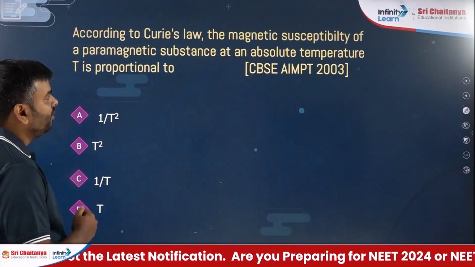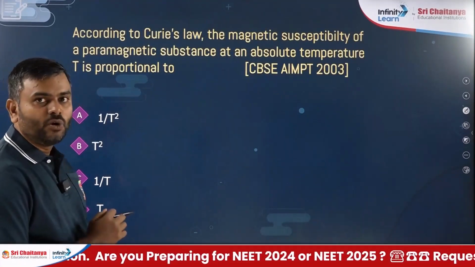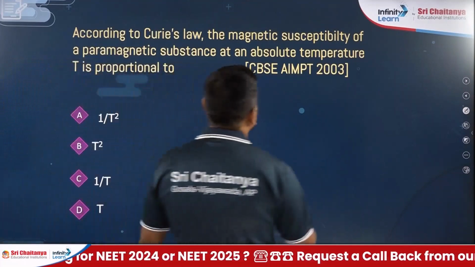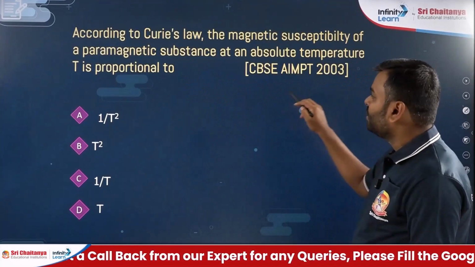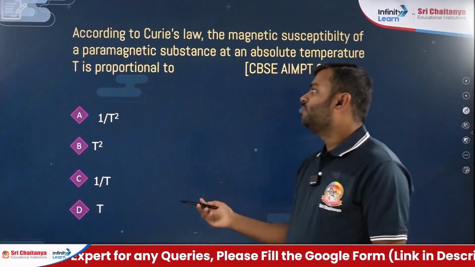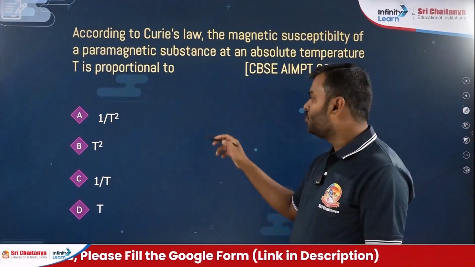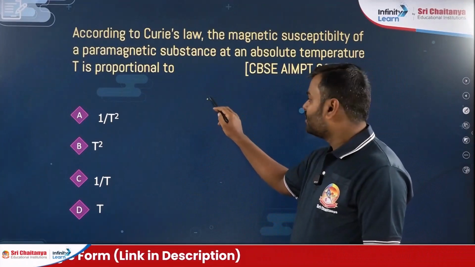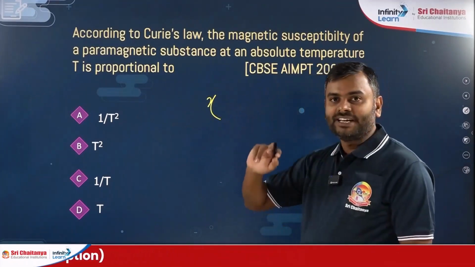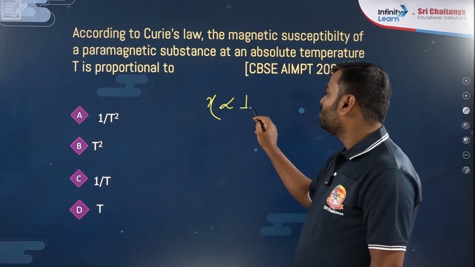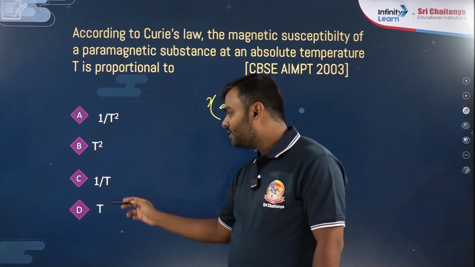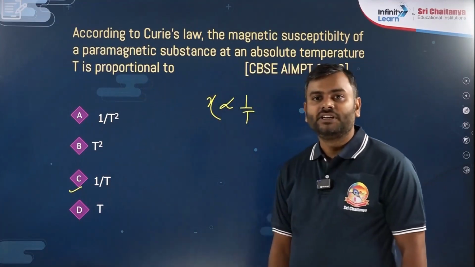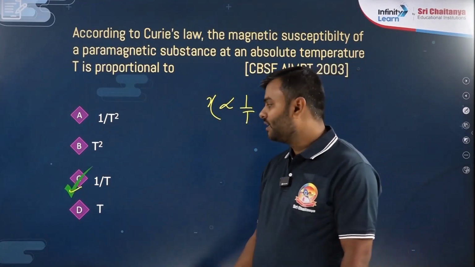According to Curie law, the magnetic susceptibility of the paramagnetic substance at an absolute temperature T is proportional to what? So according to Curie law, the susceptibility of paramagnetic material is inversely proportional to what? Inversely proportional to the temperature. So among all these, the C option is the correct option.